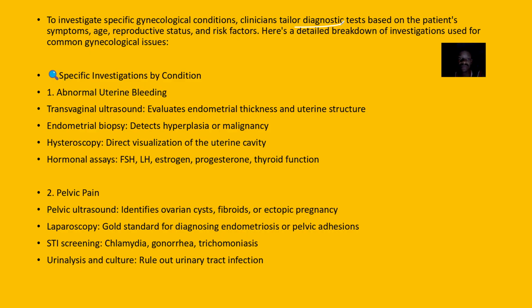Okay, so things like what if there's abnormal uterine bleeding, that you picked up that the woman is just bleeding in between periods, you might actually want to do transvaginal ultrasound, endometrial biopsy, hysteroscopy, hormonal assay. Okay, if there's pelvic pain, if she's feeling pain from the stomach down to the reproductive system side, pelvic ultrasound, laparoscopy, STI screenings, urinalysis, then you culture to see if there's any possible microorganism that is causing issues for this person.